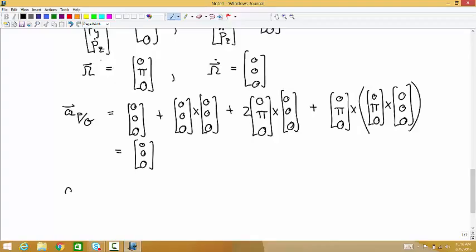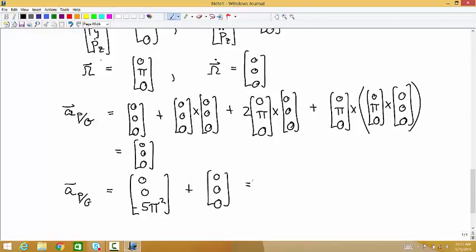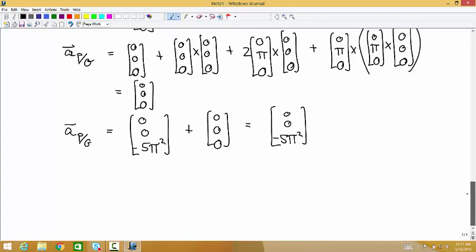So, the final answer is that the acceleration of Pete relative to the ground is equal to 0, 0, negative 5 pi squared, plus 0, 0, 0. So, you get that.